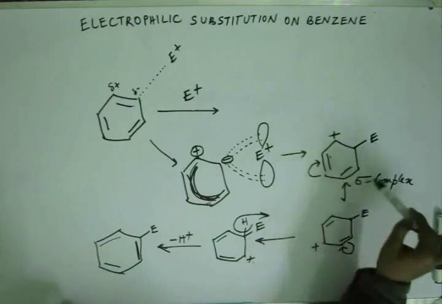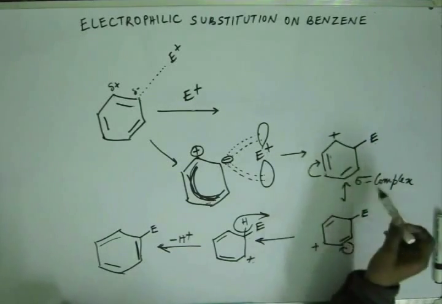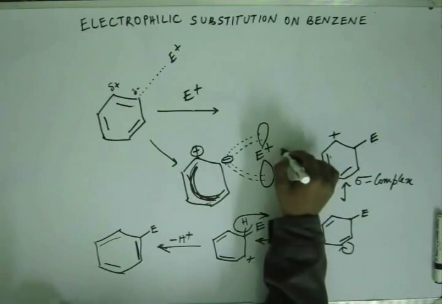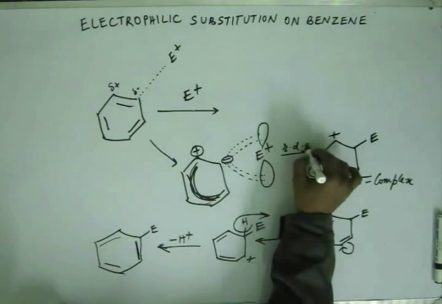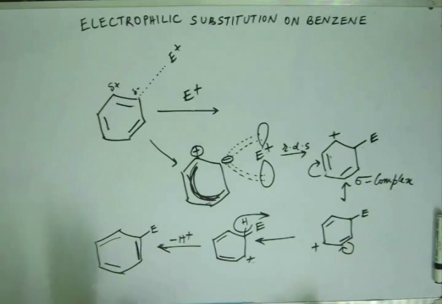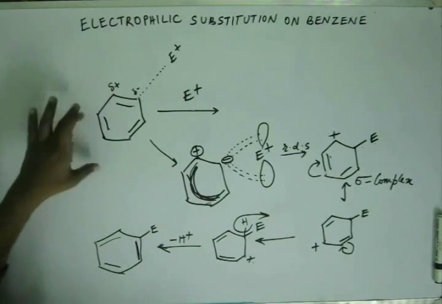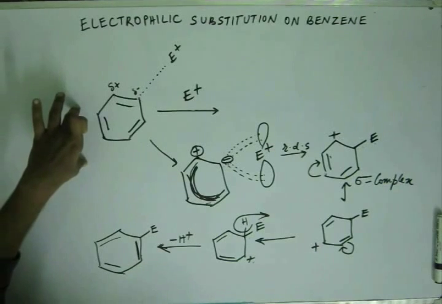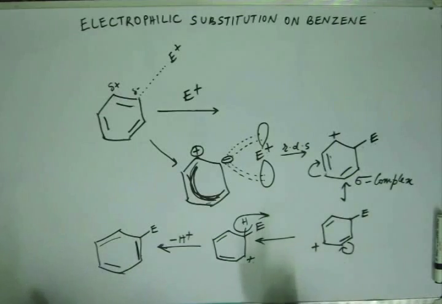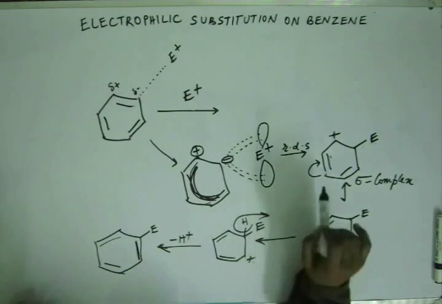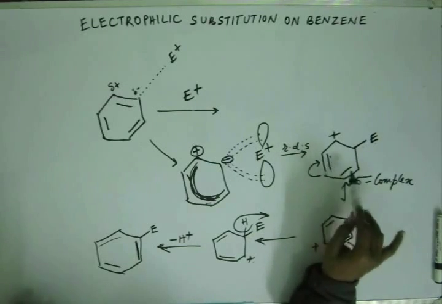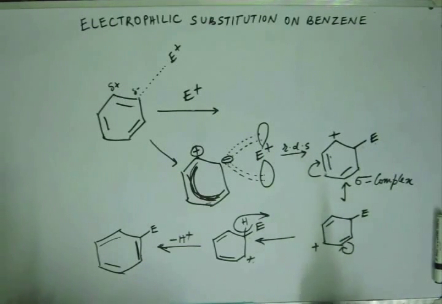Now this plus charge will be stabilized. This will be the RDS of the reaction. The RDS is the slowest step, and the slowest step is the most difficult step, and the most difficult step here will be breaking the aromaticity of this benzene ring. Now the RDS will not be very difficult to cross, because the plus charge created in the RDS is quite stable because of the sigma complex.